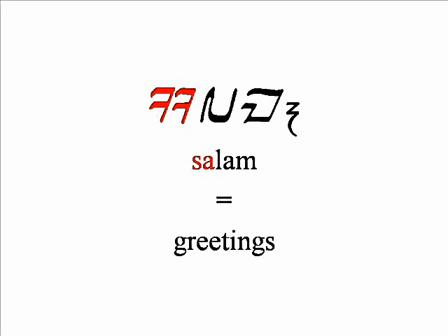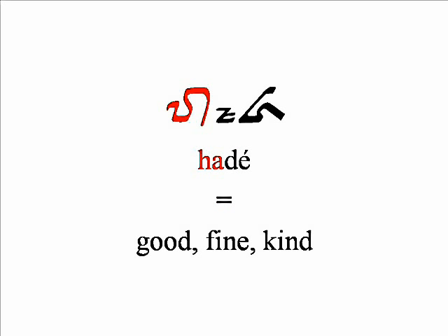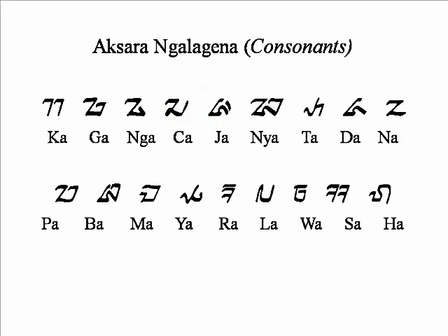And finally, the last letter is Ha, as in the word half. This is how the letter is written to make words such as hade, meaning good, fine, or kind. Well, those are the 18 letters of aksara ngalagena or consonants.